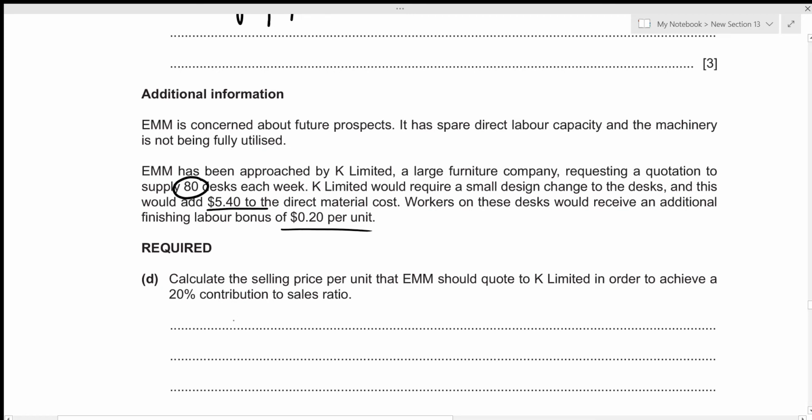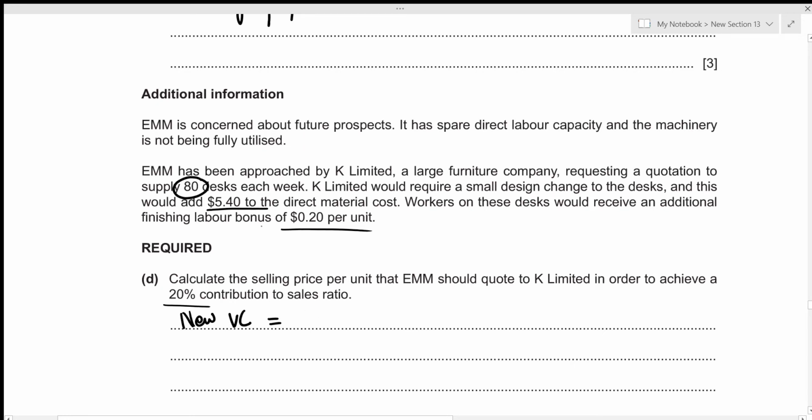Let's have a look at the question. We need to calculate the selling price per unit that EMM should quote to K Limited in order to achieve a 20% contribution to sales ratio. Okay, let's first figure out the new variable cost. So this new variable cost will consider the request by K Limited.